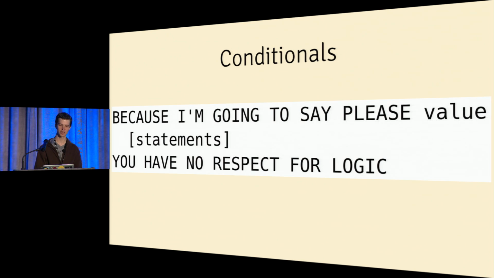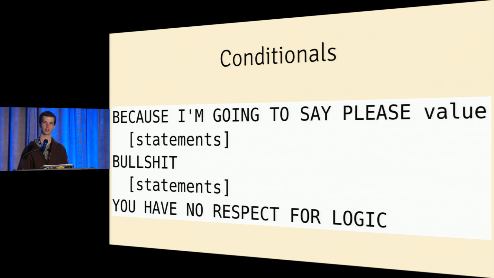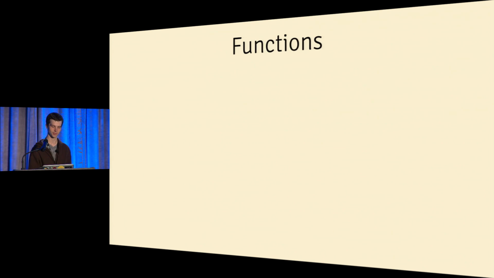So this is an if statement in Arnold C. If you want to check on whether or not a value is true or false, you use the because I'm going to say please keyword. If that is true, then you can perform a set of statements, and then your end curly brace is you have no respect for logic. If you want to use the else statement, then you just use the bullshit keyword. That's the only profanity in this talk, so I'll do my best. And then you have your other options. The only thing that you can do for your conditional is to test whether or not something is true. So hopefully you're using the I lied and the no problemo macros in order to make this as efficient as an Arnold C program that's available.